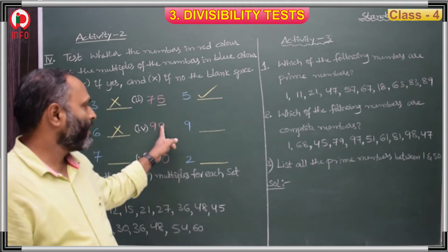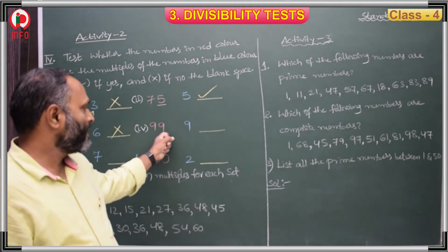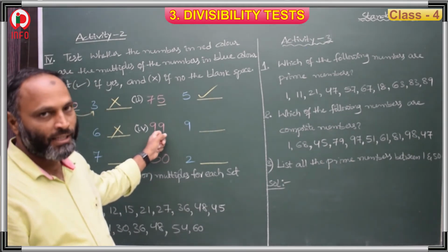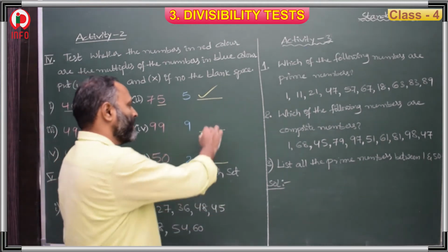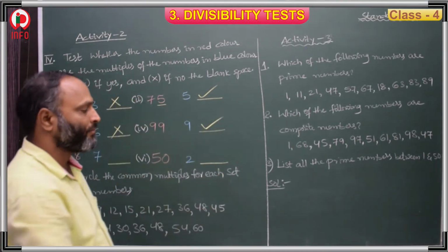99. 9 plus 9 is 18. 18 is divisible by 9. If we add the digits 9 plus 9, we get 18, and 18 is divisible by 9. So this number is divisible by 9.